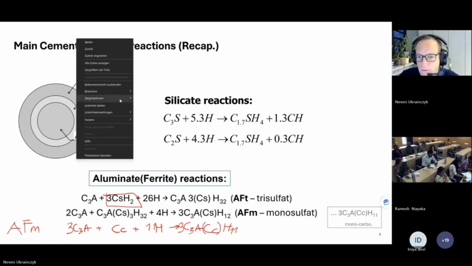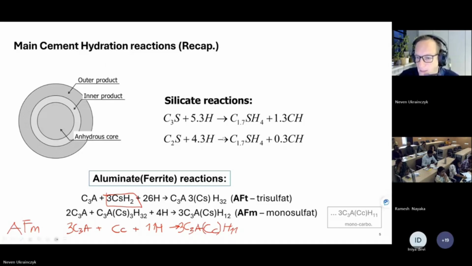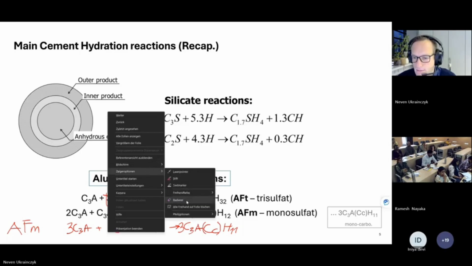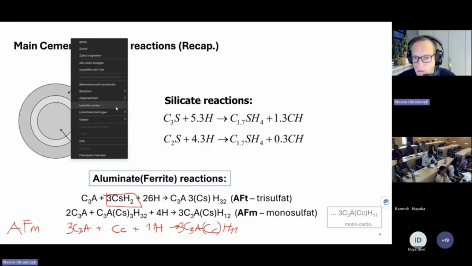And all these reactions then give you the volume expansion. This is why the cement sets also, because you have an increase in volume of the solids, and then you have less and less porosity. That's why the concrete also hardens and has a compressive strength. So we can continue.